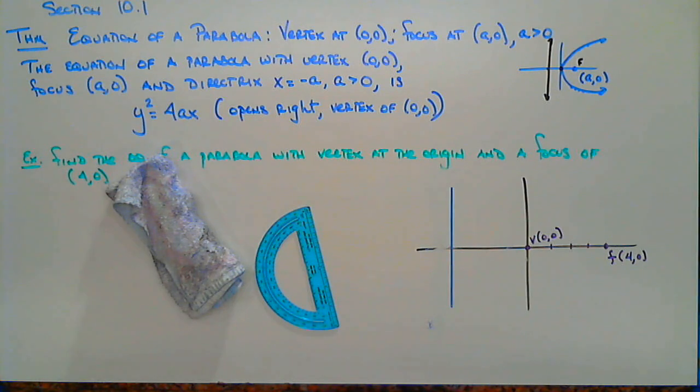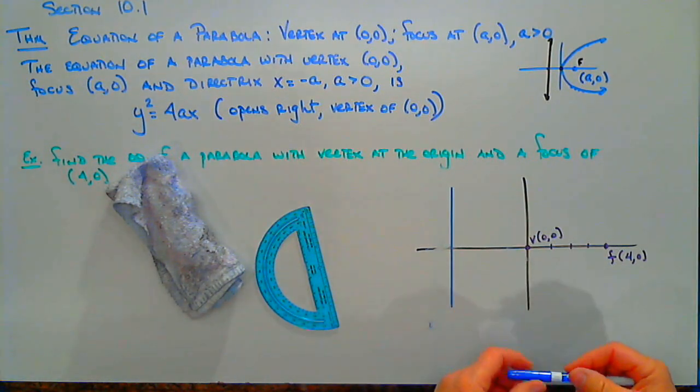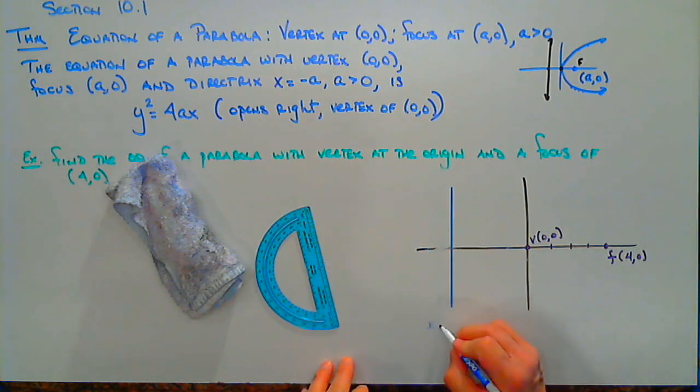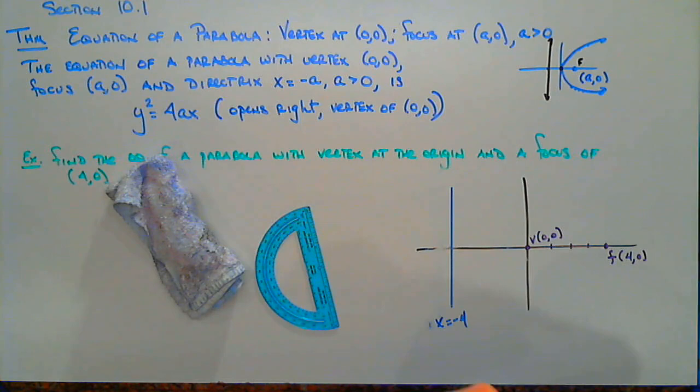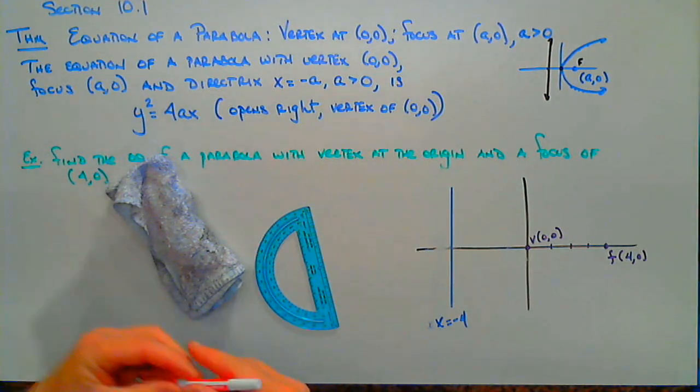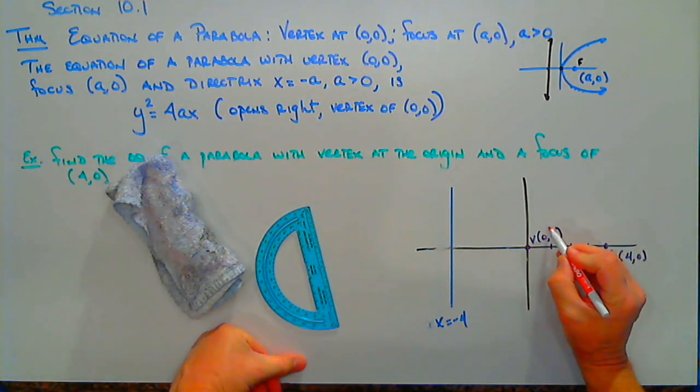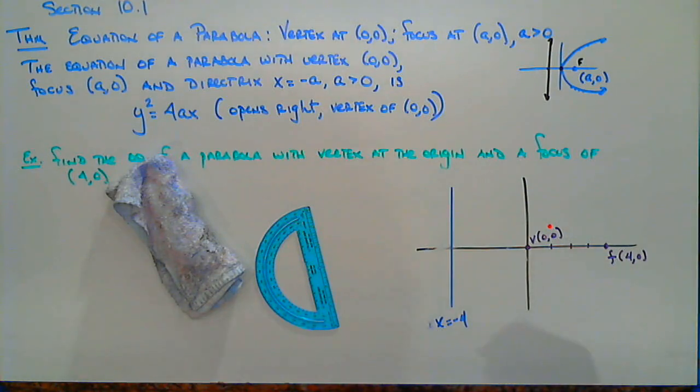Now, what do we know about a point on our parabola? Well, a point on our parabola is supposed to be the same distance from our directrix, x equals -4, as it is from our focus. So we could ask ourselves, for example, is the point (1, 1) on our parabola?